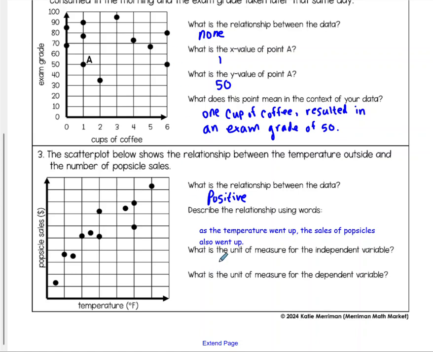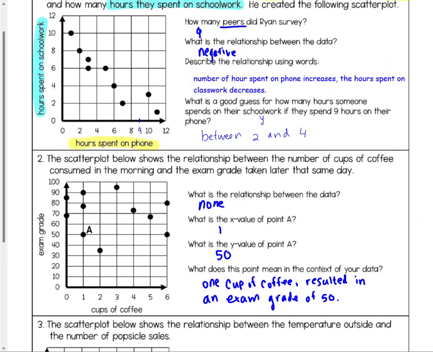What is the unit of measure? Unit of measure just means the independent variable is written in Fahrenheit. And then the popsicle sales is the dependent variable, the one on the y-axis, and it is written in dollars, basically money. Okay, all right, so that's the first lesson, y'all. Thanks for watching.